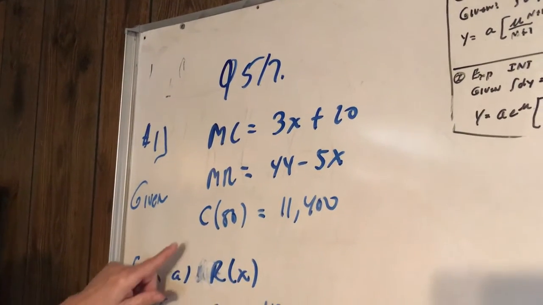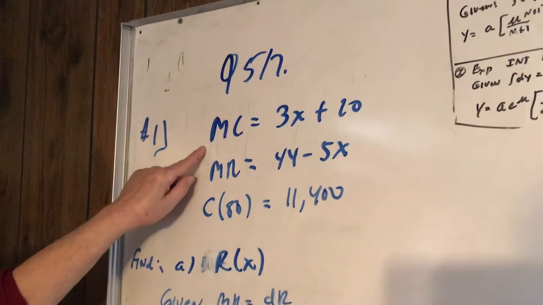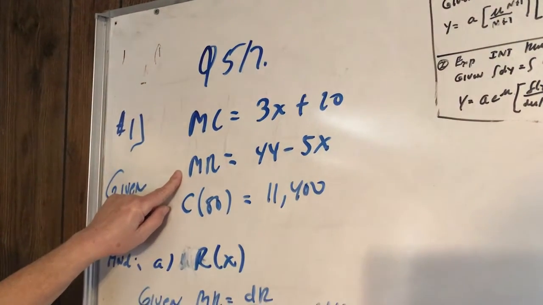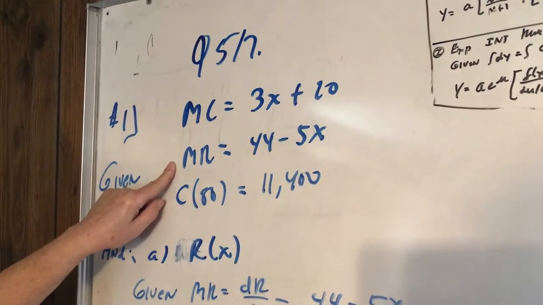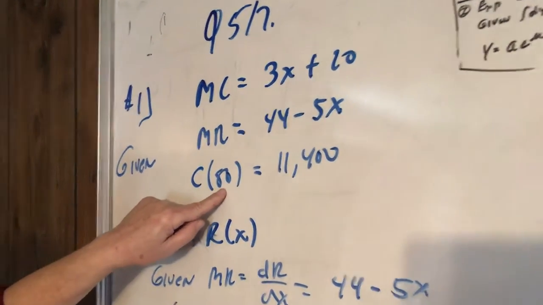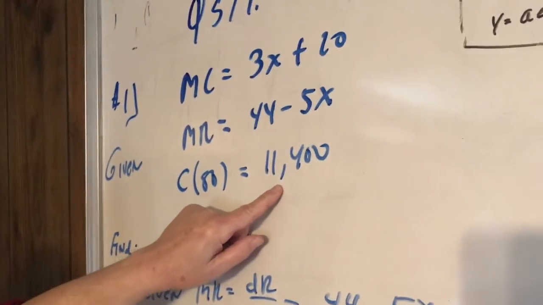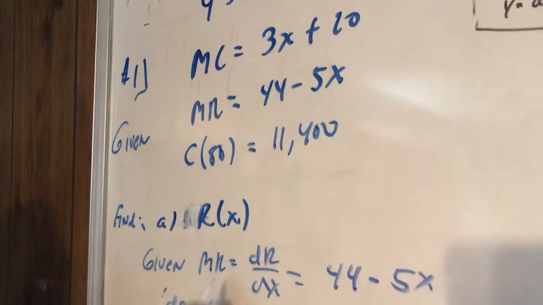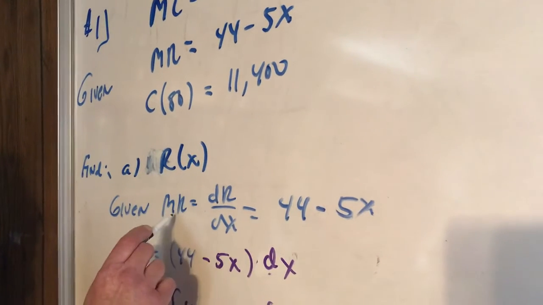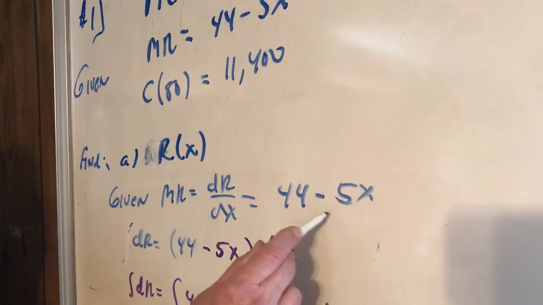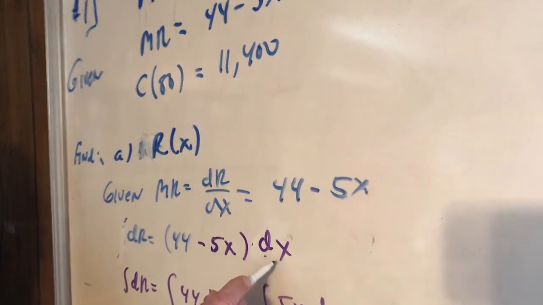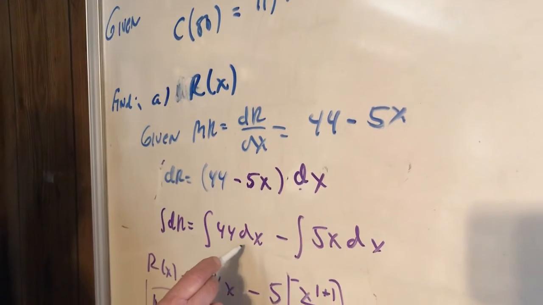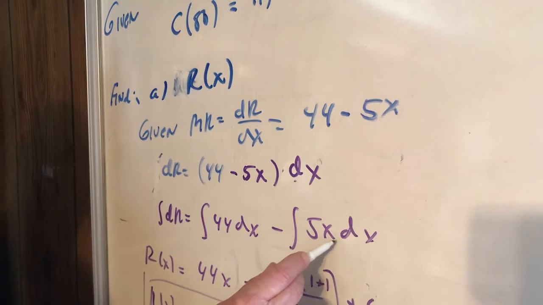So the first thing is we're given the derivative of c with respect to x is 3x plus 20. The derivative of the revenue with respect to x is 44 minus 5x. And whenever x equals 80, the cost is 11,400. We'll see how we use that. Find R(x). Well, we take MR is equal to 44 minus 5x, multiply it by the dx, distribute. The integral equals the integral of 44 dx minus 5x dx.